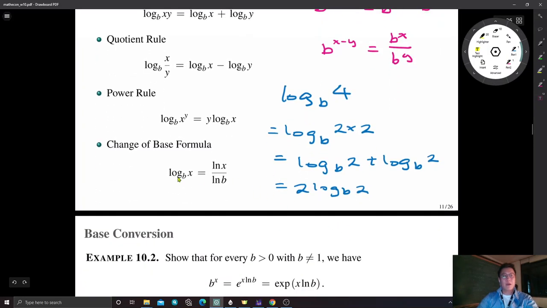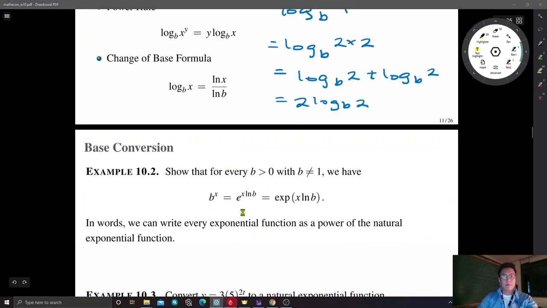And then finally, log with base b of x can be written in terms of the natural logarithm. That is ln x, the natural logarithm of the argument x, divided by the natural logarithm of the base b. So we can change the base: we can convert base b to base e.